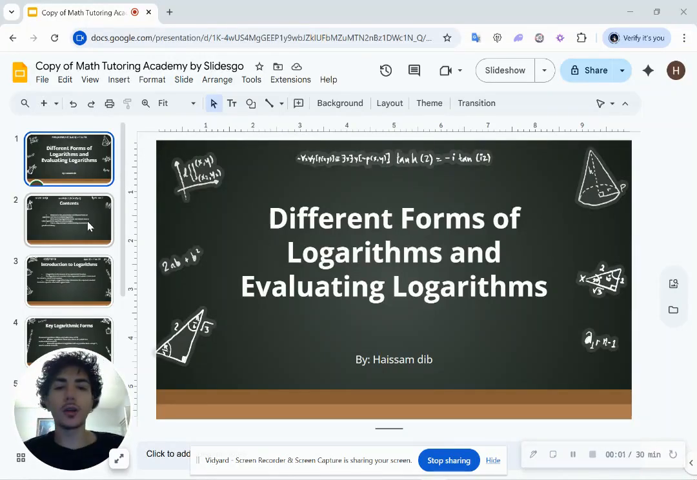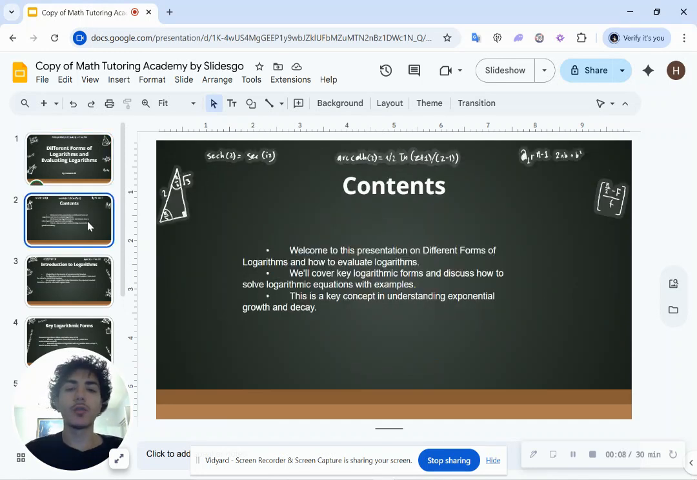Different forms of logarithms and evaluating logarithms. Contents. Welcome to this presentation on different forms of logarithms and how to evaluate logarithms. We cover key logarithmic forms and discuss how to solve logarithmic equations with examples. This is a key concept in understanding exponential growth and decay.